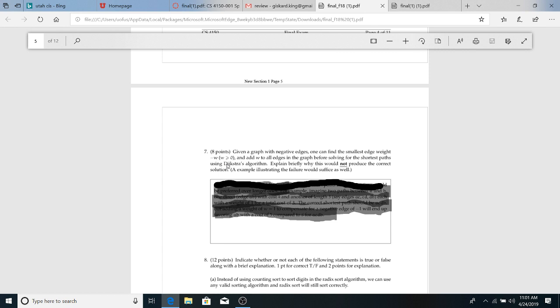Let's see. Oh, is there a pen? Yeah, that'd be perfect. I'll draw an example on the board here. Okay, so an example here would be, say, we have a graph like this.